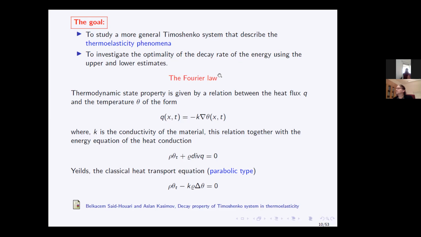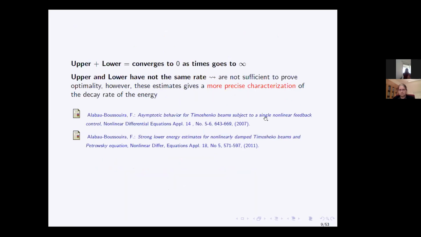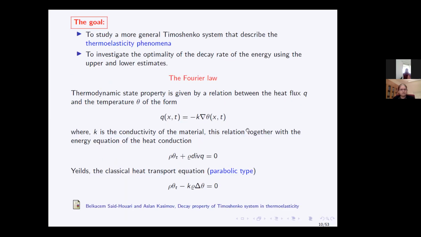For the Fourier law, the relation between the heat flow and the temperature is given by this equation. So the heat flow is proportional to the temperature gradient, where K represents the conductivity of the material. This relation together with the energy equation of the heat conduction gives us a parabolic type equation. So we have infinite wave speed.